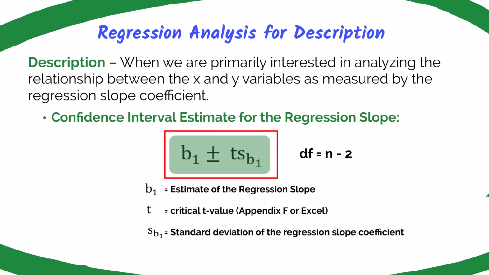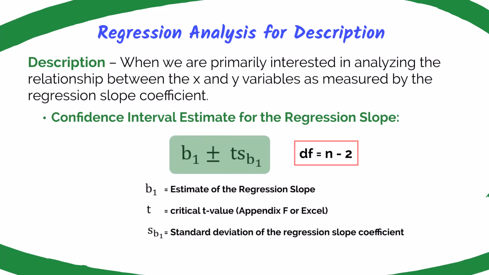B1 is the estimate of the regression slope, so that is the point estimate. Then we need to add and subtract the t critical value times the standard error, also known as the standard deviation of the regression slope coefficient. We can use Appendix F for the critical value, but in this video, I will be using Excel. Like before, the degrees of freedom is the sample size minus 2.